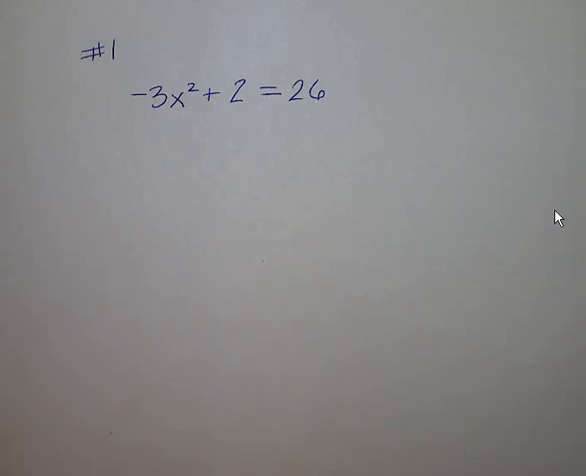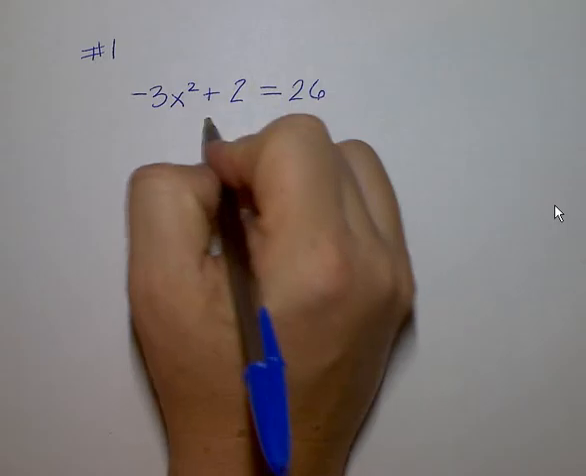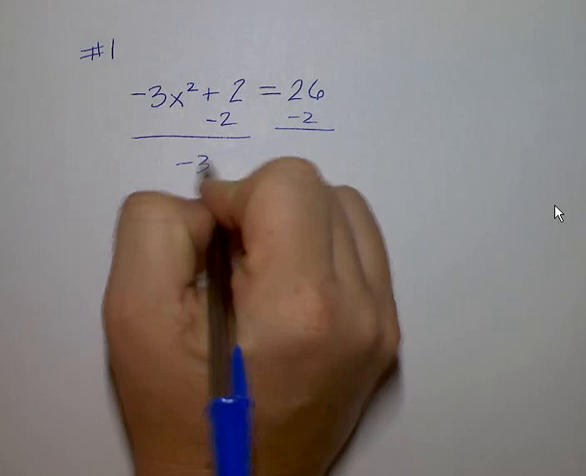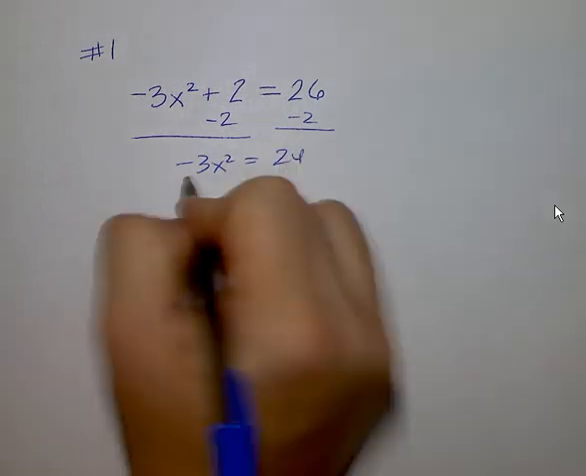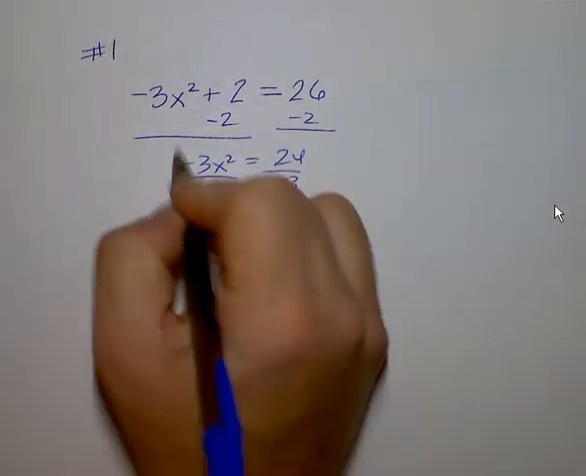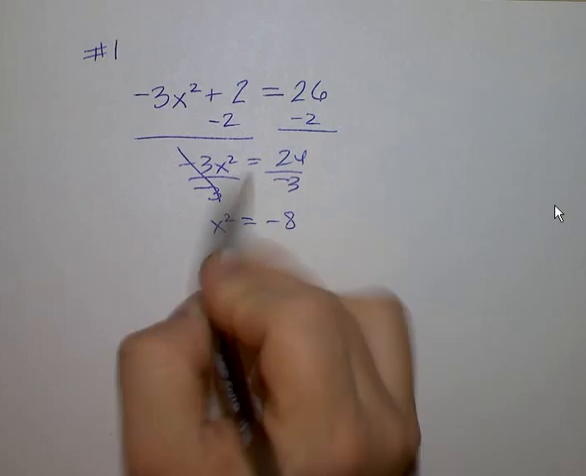Okay, and stop. We'll go over this problem quickly. Okay, so the first step is we're going to subtract 2 from both sides. Then divide by 3. Doing PEMDAS backwards. Then take the square root of both.